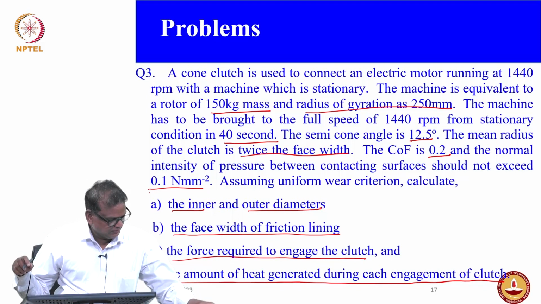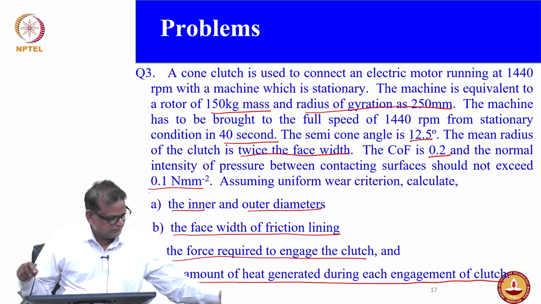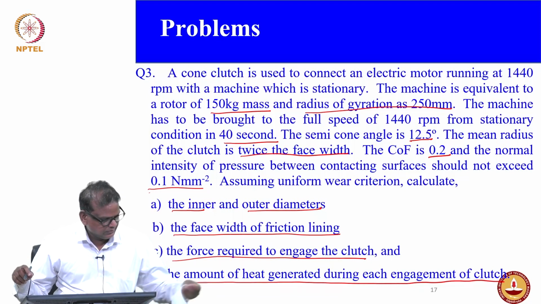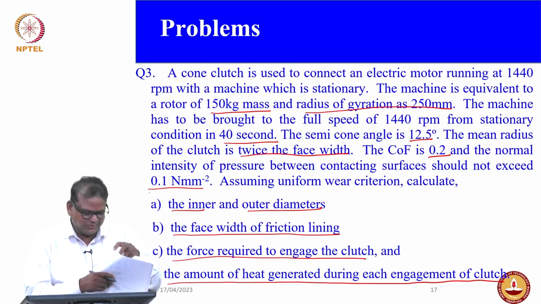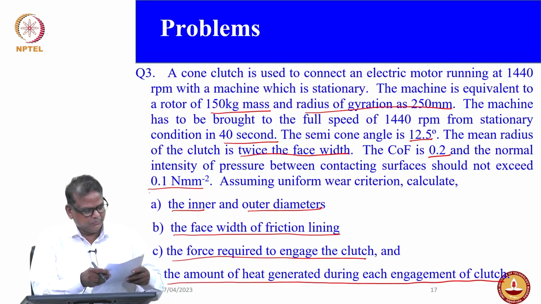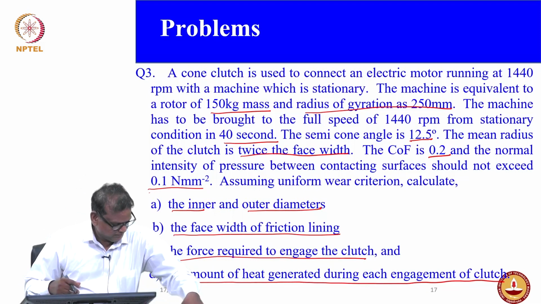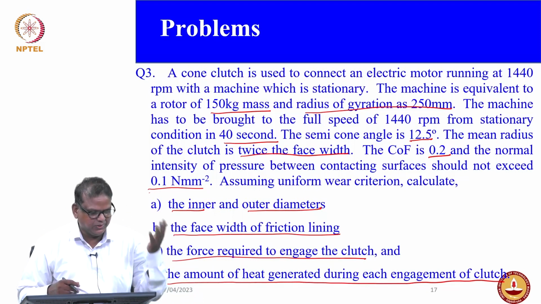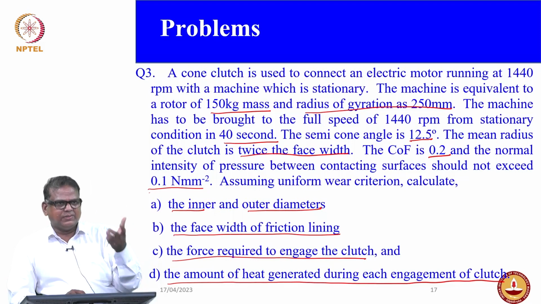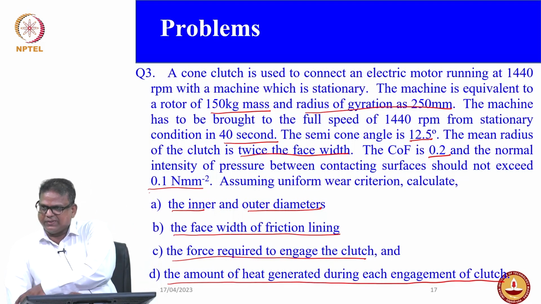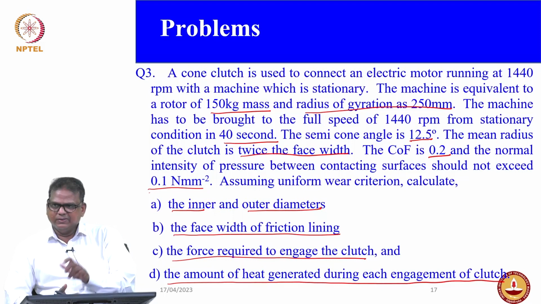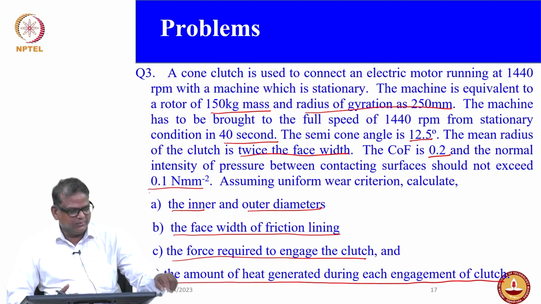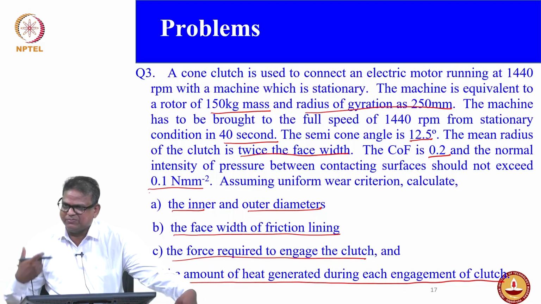So what is the way we are going to solve this problem? Any idea you would like to share? Yeah, you need to find out the torque. The torque is not given. Okay, so we need to know what would be the torque. Once you know the torque, then you can use the standard cone clutch torque equation. From there, find out the inner and outer diameter, then face width and the clamping force. So we are doing it in the reverse manner.